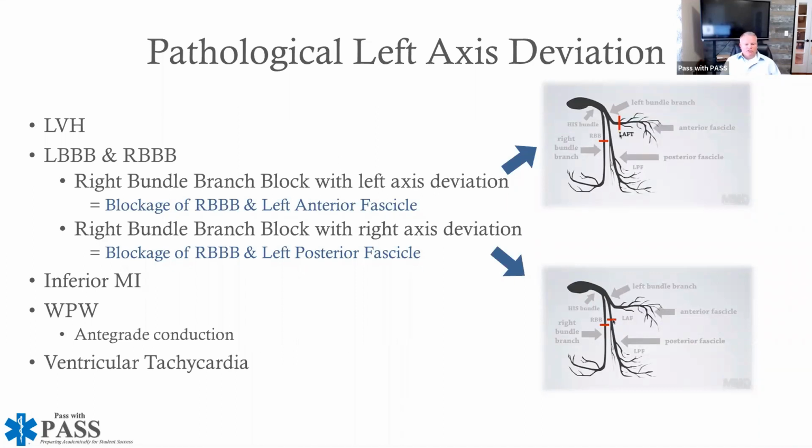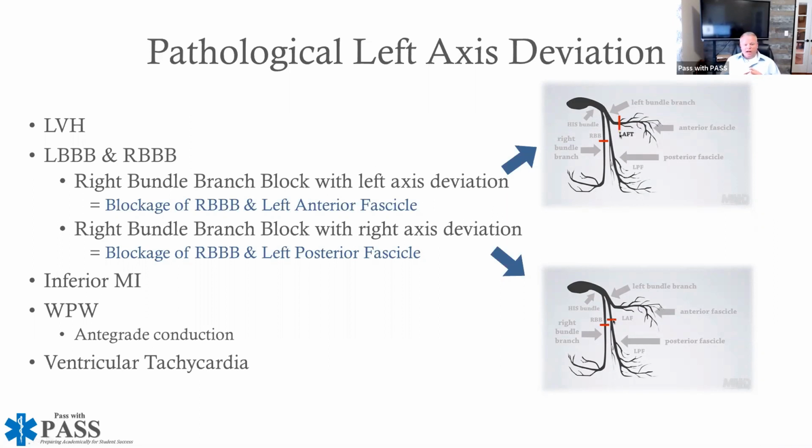So things that cause that: left ventricular hypertrophy, left bundle branch block, right bundle branch block. Remember that in your right bundle branch block, if you have a left axis deviation, you probably have a blockage of the left anterior fascicle. And it shows you in that right upper picture where that left anterior fascicle is coming down. So as I come down the bundle of His, it bifurcates into my right bundle and my left bundle, and that first little fascicle that comes off is called the left anterior fascicle.